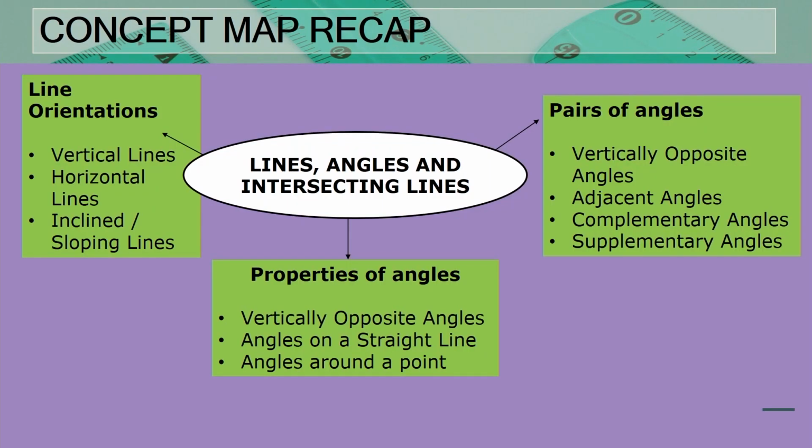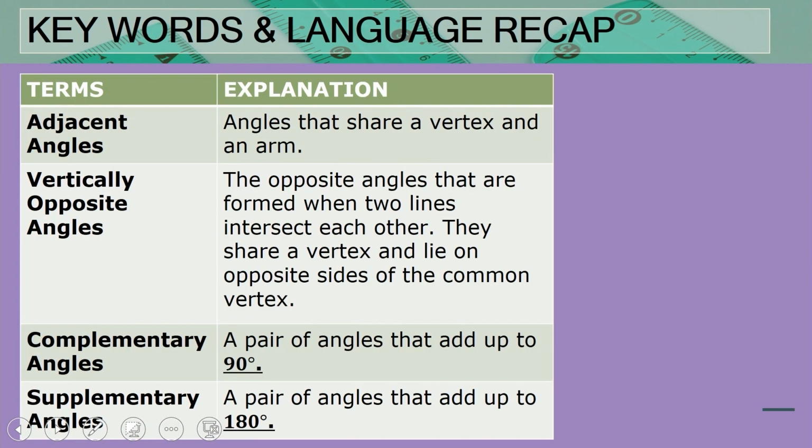So we firstly looked at line orientations, then we looked at pairs of angles, and lastly, we looked at those properties of the angles. When we look at the keywords that we were working with during this lesson, we looked at adjacent angles, vertically opposite angles, complementary angles, and supplementary angles.